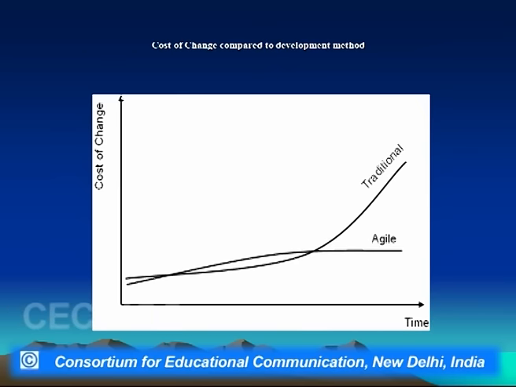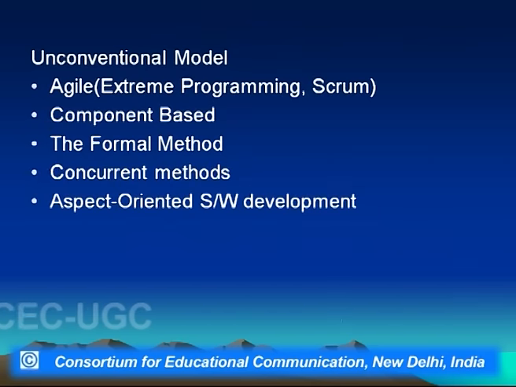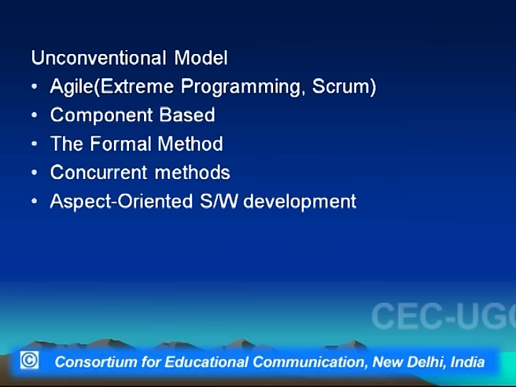In the unconventional process model, it is reverse. Initially the cost of change can be high, but later on as the phases progress, that would be very low. There are many unconventional process models. Agile is very popular among the software industries, and there are many agile process models. Extreme programming and Scrum are the two popular process models referred to as agile modeling in the software community.